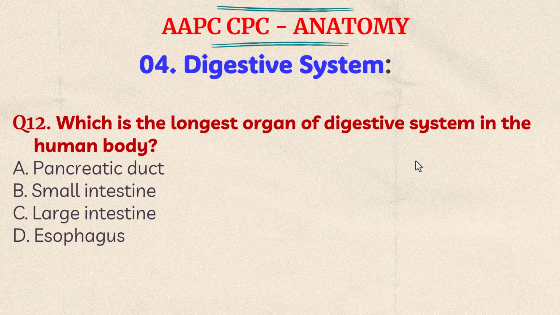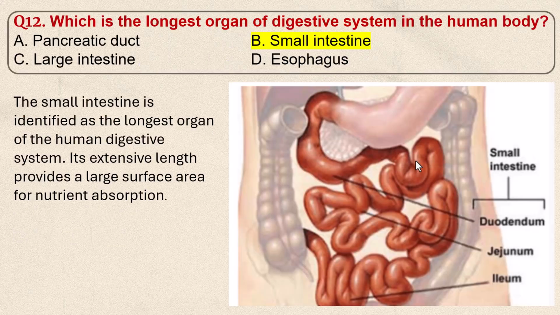Question number 12. Which is the longest organ of the digestive system in the human body? A. Pancreatic duct. B. Small intestine. C. Large intestine. D. Esophagus. Think the answer. The correct answer is B. Small intestine. The small intestine is identified as the longest organ of the human digestive system. Its extensive length provides a large surface area for nutrient absorption.